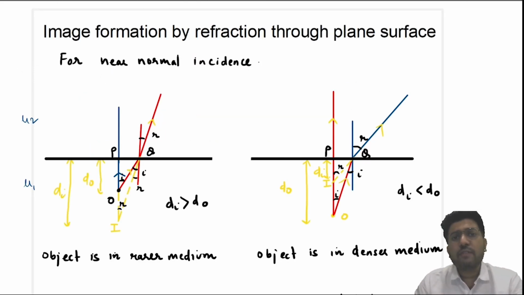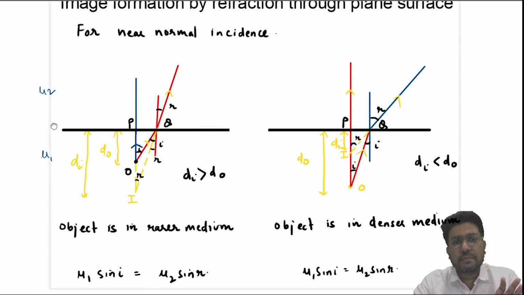Okay, now we will start with image formation by refraction through a plane surface. So if there is a refraction through a plane surface, we need to find the position of the image. We will find the position of the image only for near normal incidence. Okay, so we will do it in two cases. First is when the object is in a rarer medium, and the second is when the object is in a denser medium, right? Suppose the object is in a rarer medium.